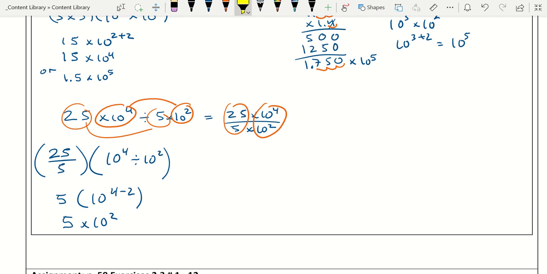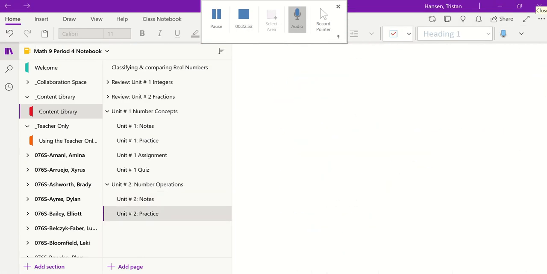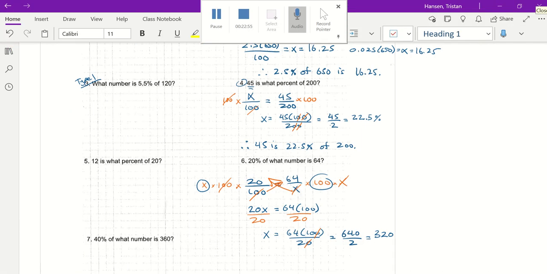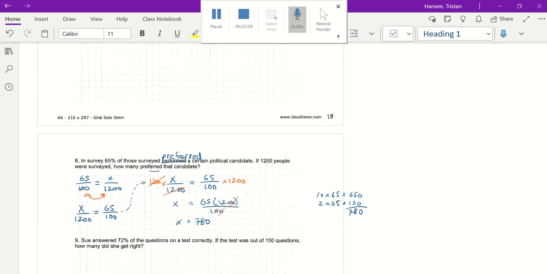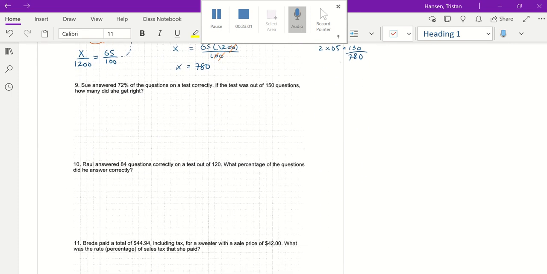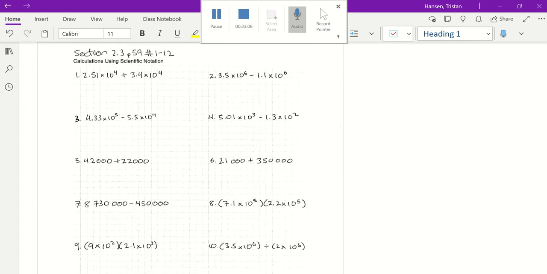This here is what I would like you to work on. This should match up with the notes or the practice, so let's check that out and make sure it does. Yesterday we did some of the percentage. We will do a review on Monday for that, so no worries.